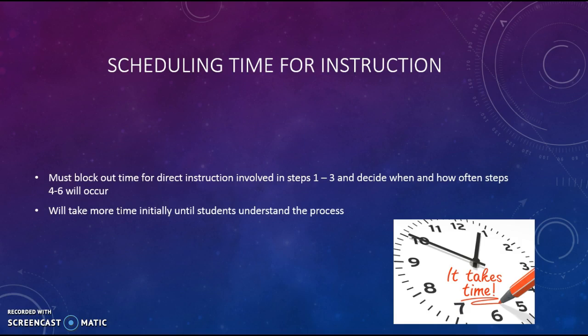Definitely realize that as kids are learning the 6-step process, it's going to take them a little time initially to understand just the process, and it's going to get faster as the year goes on because that's your routine, and then you're just embedding new content into it.